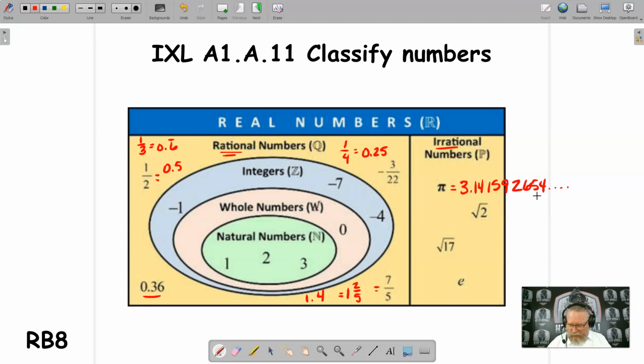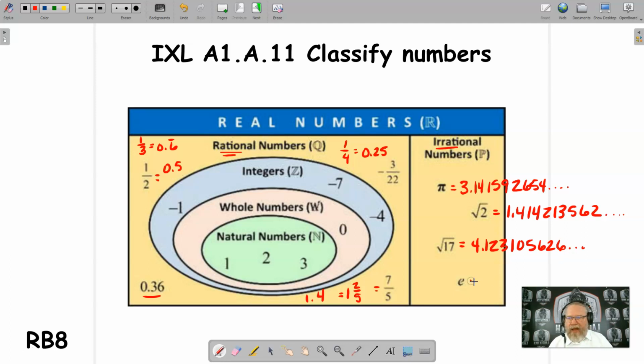Also, if I take the square root of 2, that would give us a value of 1.414213562. And it would just keep going. Notice it doesn't terminate and it doesn't repeat. Also, if I do the square root of 17, that's going to give us a value of 4.123105626. The calculator doesn't have any more room to show those numbers, but you can see there's no repeating pattern and they do not terminate. It means they do not end.